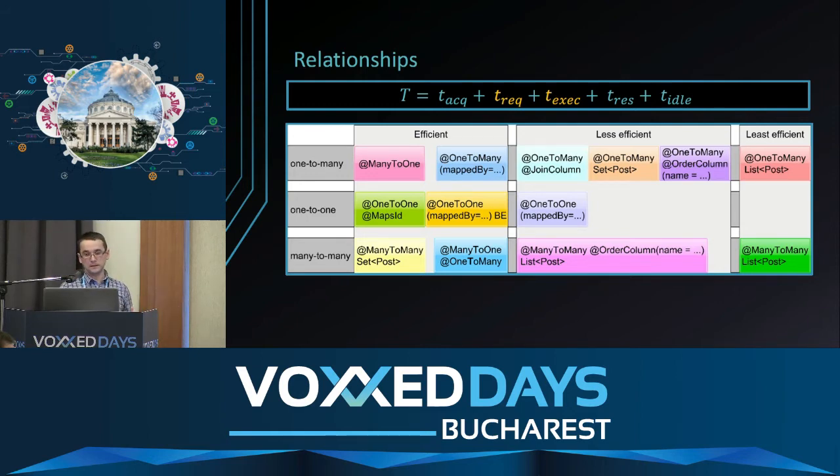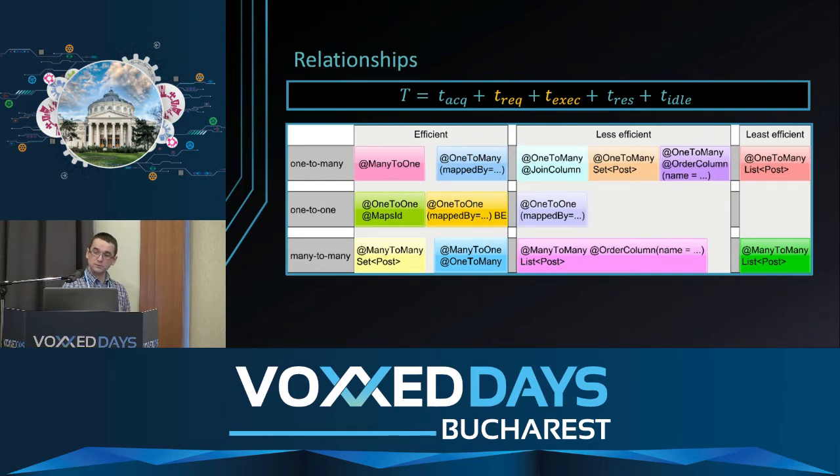Then the less efficient ones, if you really need to use unidirectional collections, then you should know they will never behave as well as the bidirectional ones. But you can still try to optimize them with join columns, or for example, if you're using a set, or if you're using an order column. But they will never be as effective as the one-to-many mapped by ones.